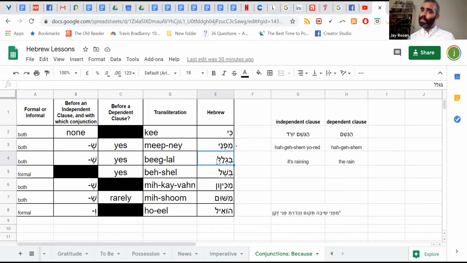But that's a really great point. If you're speaking about someone and there isn't a need to further explain it, you can just use biglal and conjugate it. That's a great point. Great. Other questions on because before I answer other questions? Is it Bishelcha? Bishelcha? No. At least not in modern Hebrew, we don't say that.